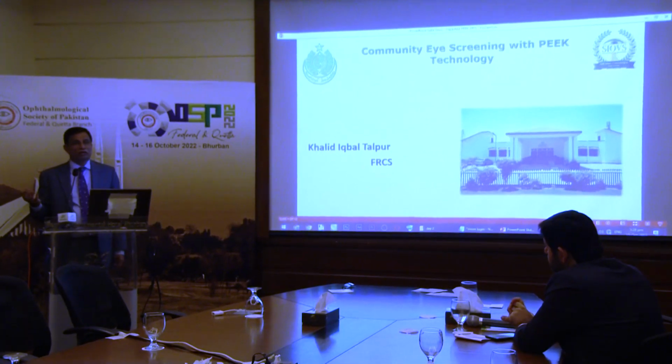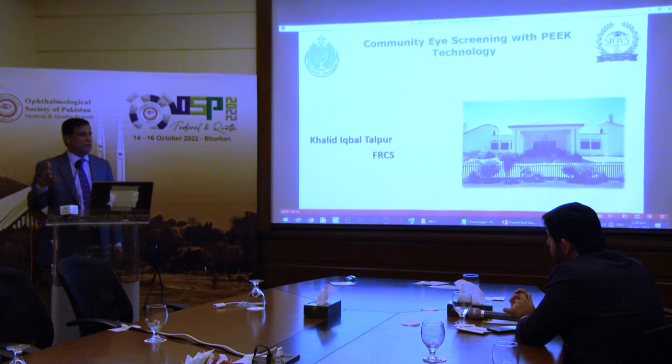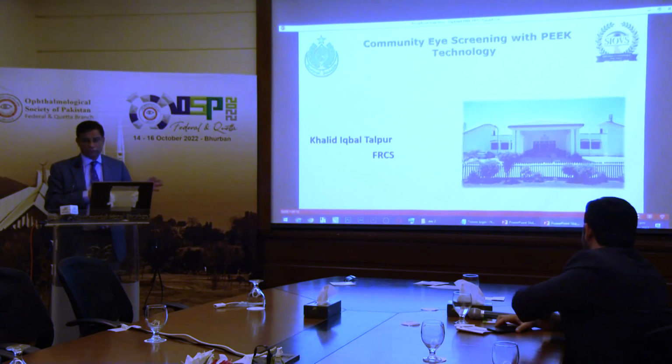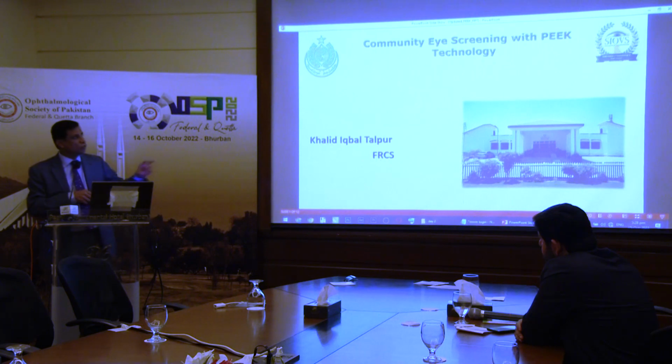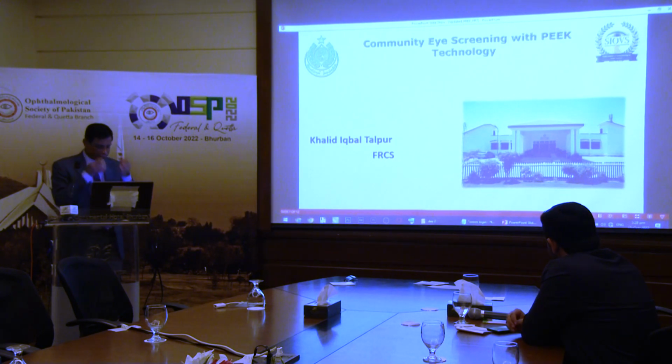Previously, all the screening programs used to be done with manual methods. The people who were trained to check the screening used to note everything on paper, and a lot of paperwork used to be done. But now there is this new technology, PEEK, Portable Eye Examination Kit. This is actually a software which is inserted in a mobile phone. Then the mobile phone is used for the purpose of a screening program.